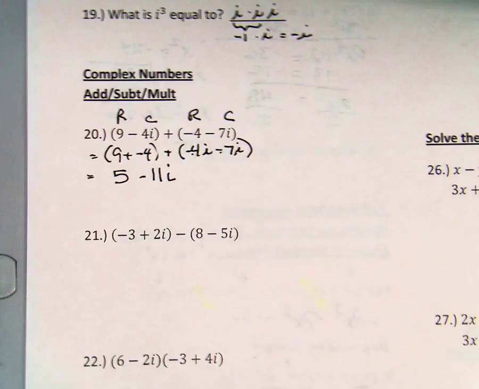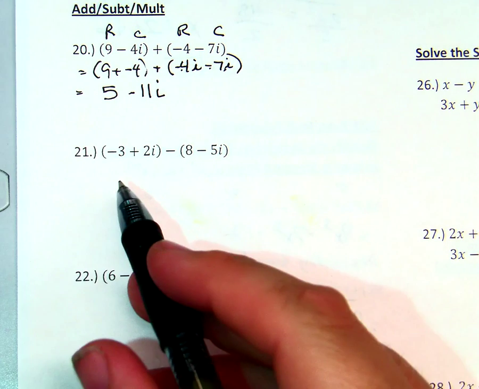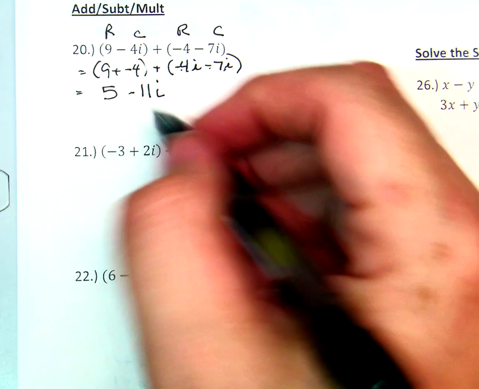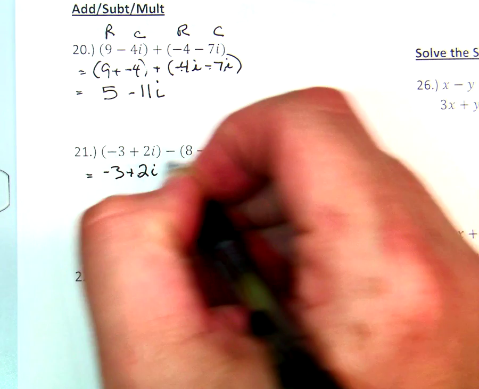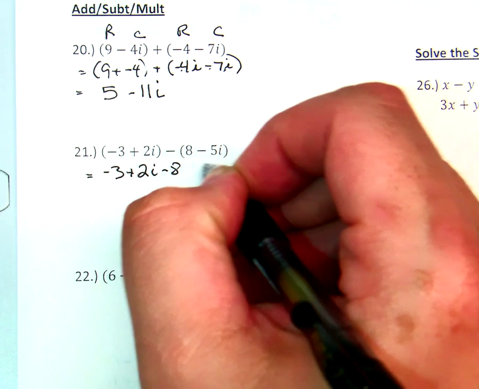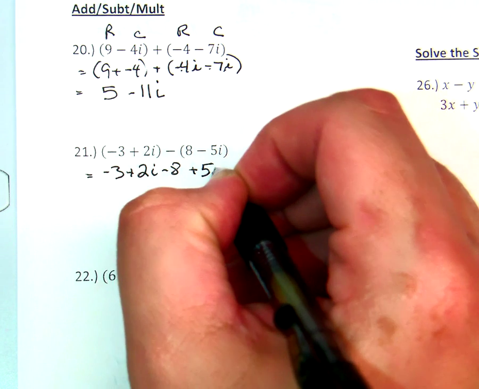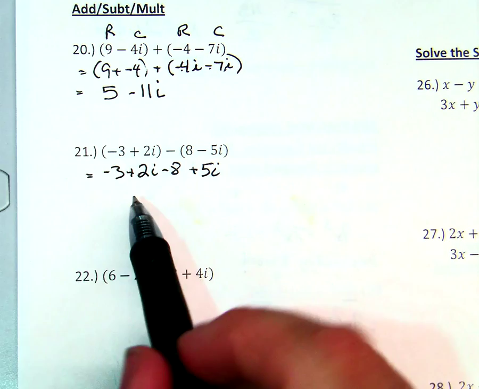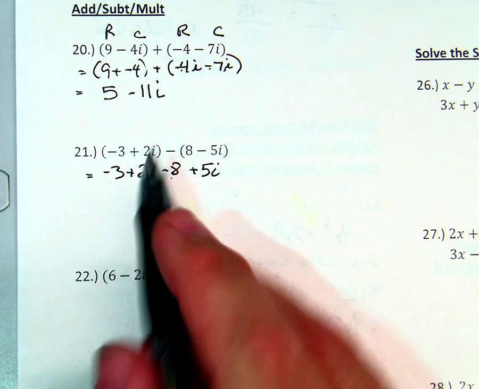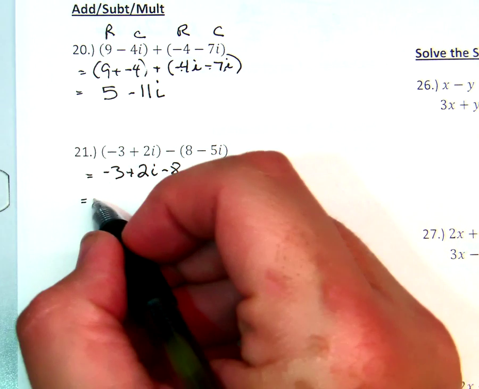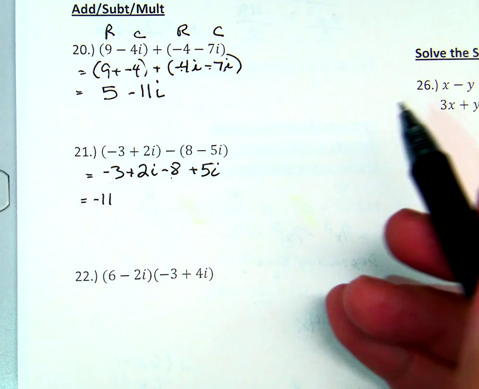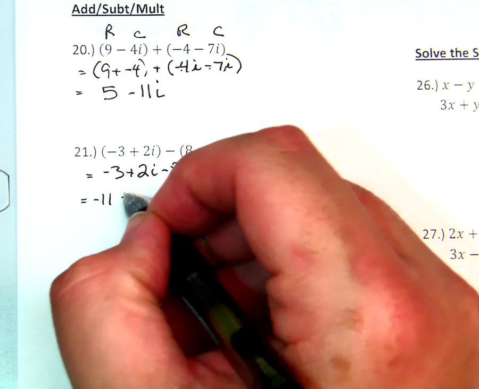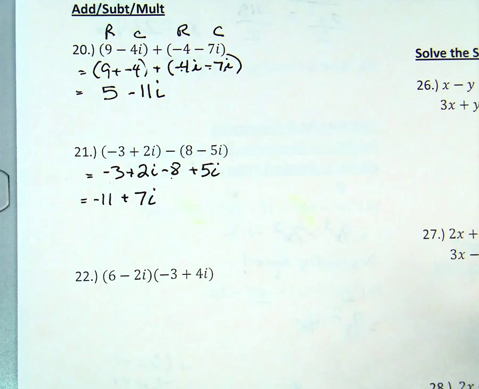For 21, we're subtracting. So this is going to be negative 3 plus 2i minus 8 plus 5i. So I have negative 3 minus 8, negative 11. 2i plus 5i. Basically, it's 2 plus 5, which is 7, and then we throw an i on there, and we're good to go.